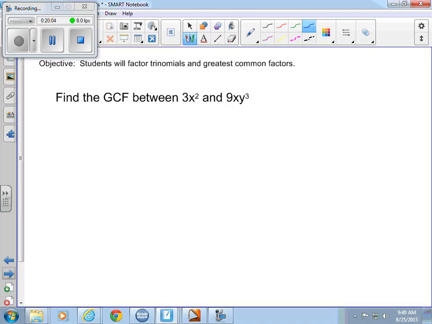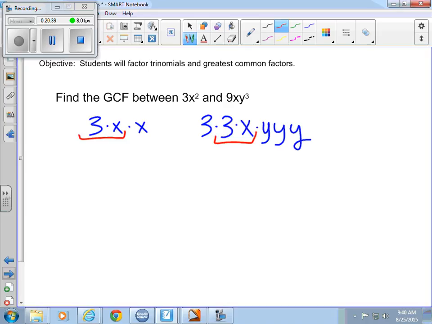Does that make sense? So to start this one, I'm going to write this out in factor format for a second. 3 times x is what I've got on the left. Does 9 have anything in common with 3? It's 3, right? Yeah. And so 3 times x times y, and y. Of course, we won't always write it out that long. So do they have anything in common? They have a 3 and an x in common. That is the greatest common factor. So 3x would be the greatest common factor.